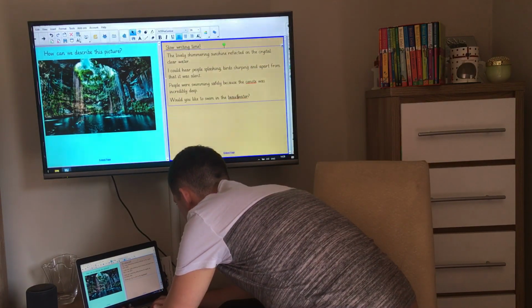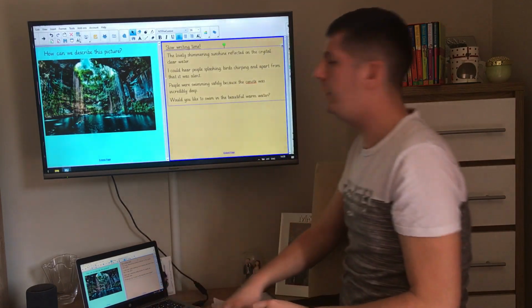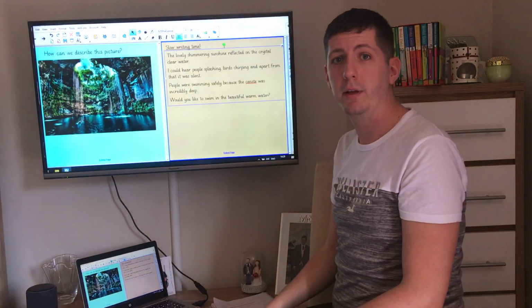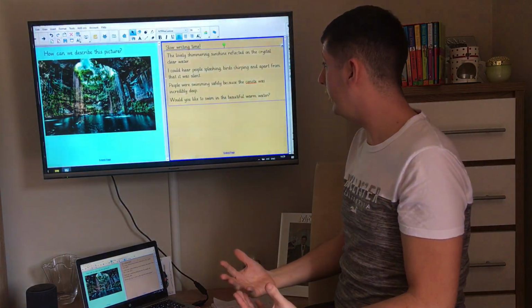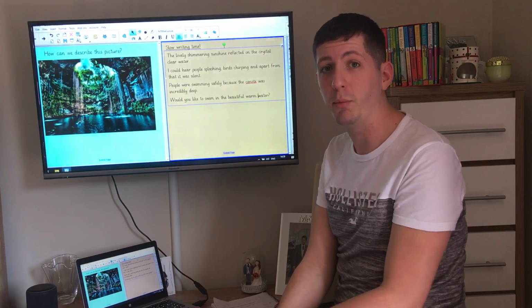beautiful and warm. So now that sentence is much better. Would you like to swim in the beautiful warm water? Already that sentence sounds more exciting. Have a read through of your sentences and see if there's anything you'd like to make a bit more exciting.